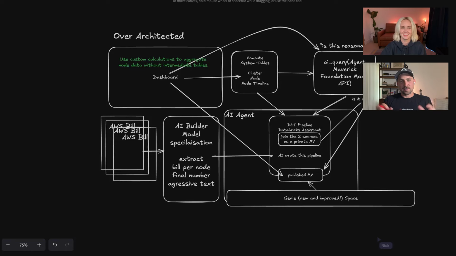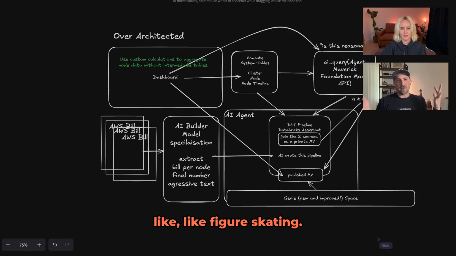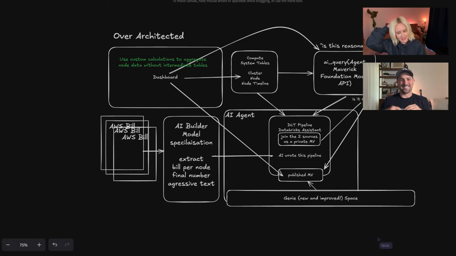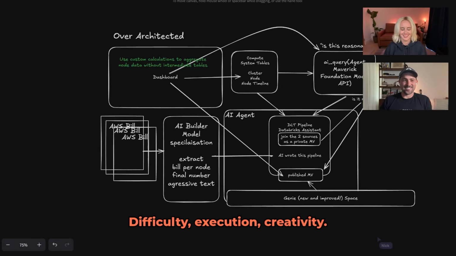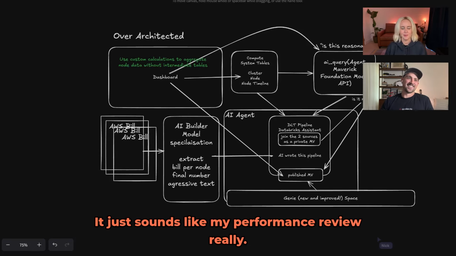We got to start dividing this into like idea, creativity, execution. No, I don't want to score my ideas each month. That sounds terrible. Difficulty, execution, creativity. It just sounds like my performance review, really.